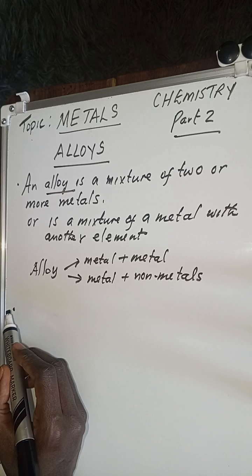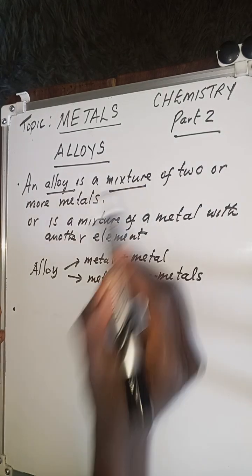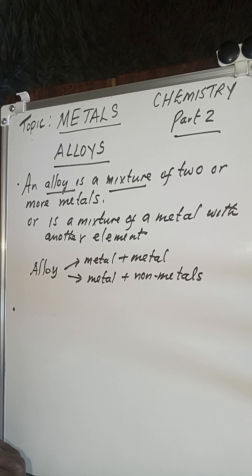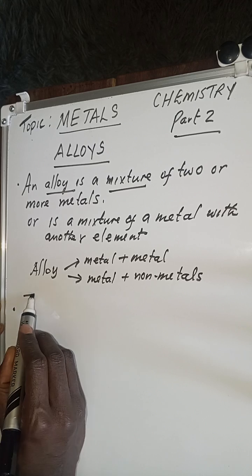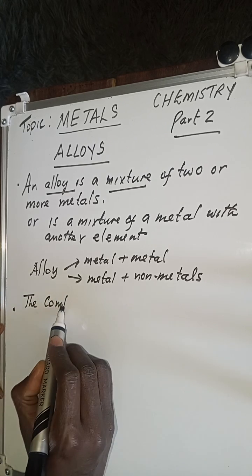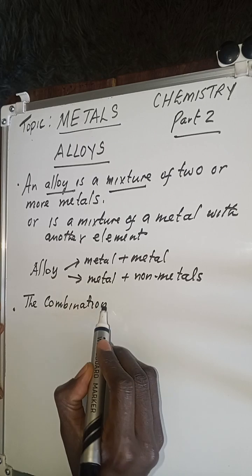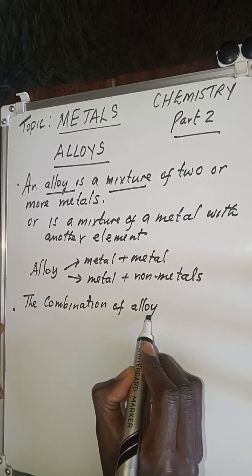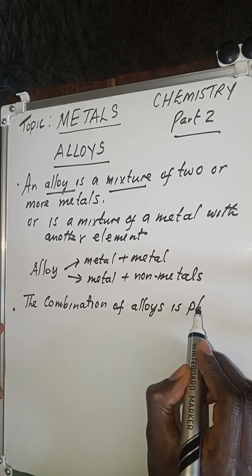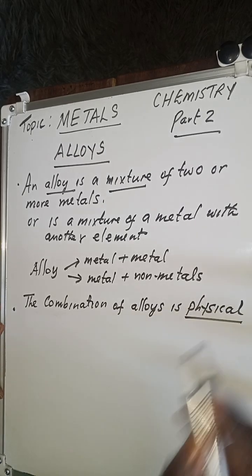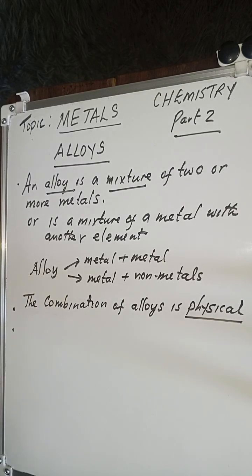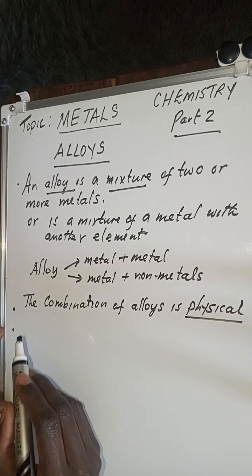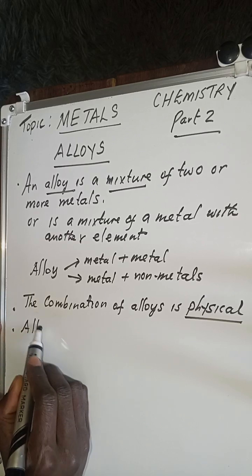Now, alloys, because they are mixtures, the combination of alloys is physical. That is what you need to remember. The combination of alloys is physical, meaning that an alloy can be separated by physical means because the combination is simply physical. Another thing that you need to remember is that alloys are harder than the metal from which they are made.